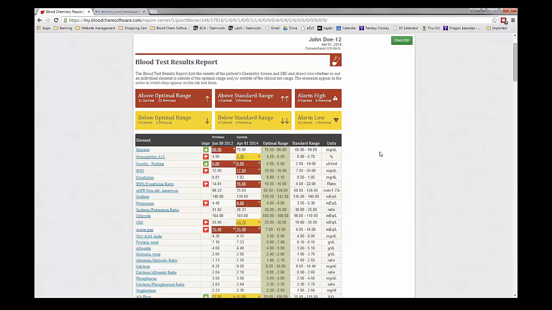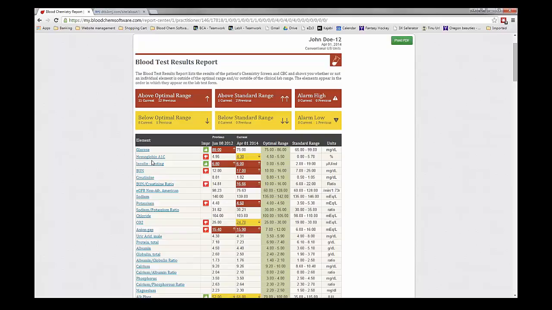Unless you're from a country that reads from right to left, it really makes sense to read that type of information from left to right. So the way this is oriented right now shows you very clearly whether or not there's been an improvement between the previous test and the current test. We can very quickly say, oh, the glucose has improved because it was 89, a little bit high, and now it's gone down to 75.